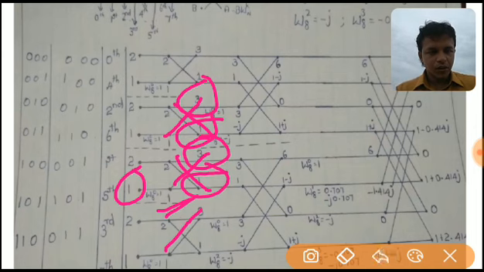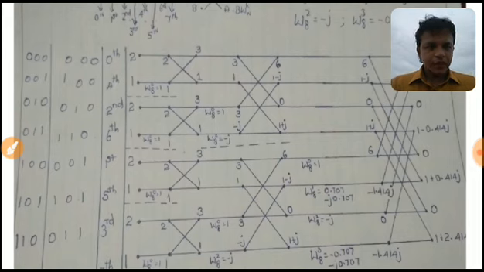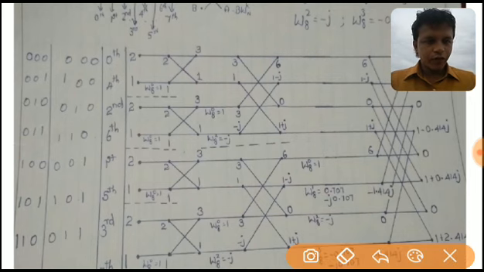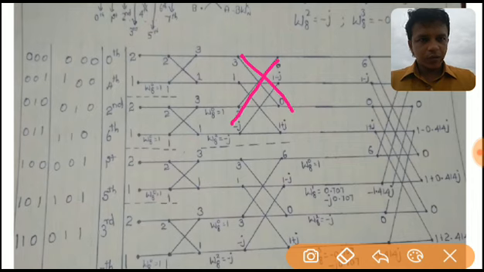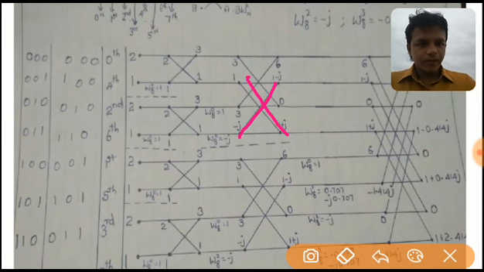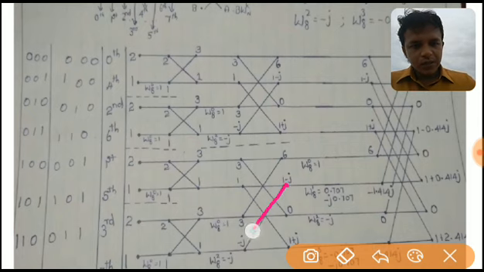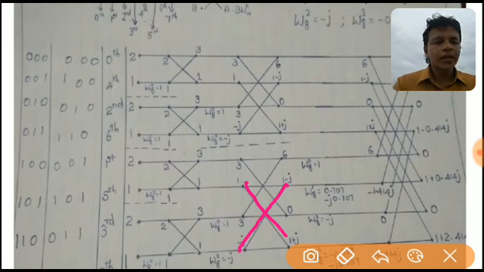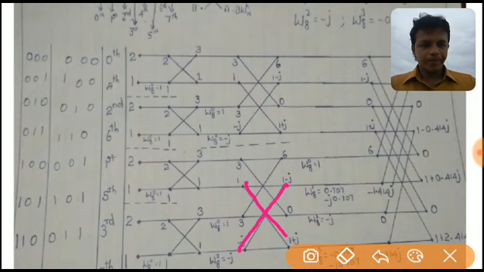So this is stage 1. Now I am going to proceed with stage 2. In stage 2, again there are 4 butterflies. This is butterfly 1. The first butterfly is drawn between first line and third line. Second butterfly is drawn between second line and fourth line. Third butterfly is between fifth line and seventh line. Last butterfly, fourth butterfly, is between sixth line and eighth line. So we have taken alternate lines to draw butterflies, right?